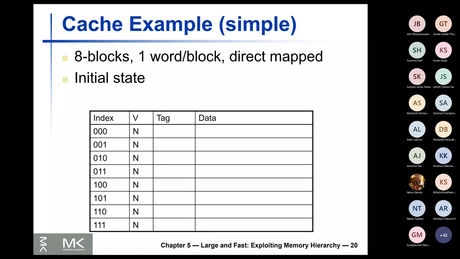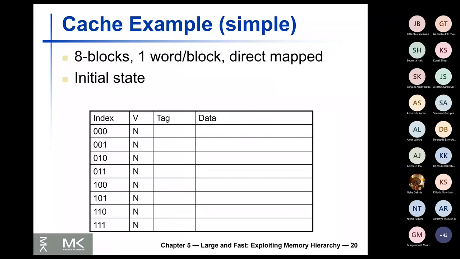This is an 8 block cache, one word per block, direct map cache. Initial state, 8 indices are shown, all the valid bits are initialized to 0. So that's why it is showing no, n. Numerically it is 0. When it becomes valid, it will become y, that is numerically 1. Now it is looking for address 22, the same as the block address in this case. Again, I am repeating, word address and block address in this example are the same. It will not be the case in all examples. So word address is 22 in binary, that is 10110.